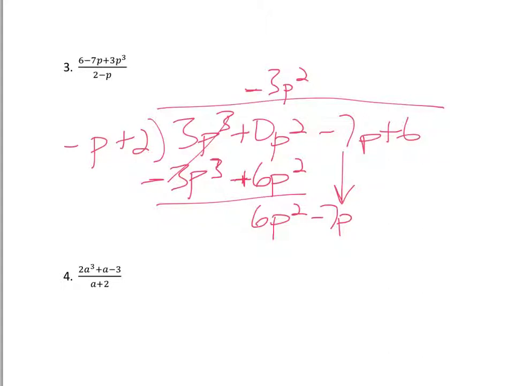Okay, so now we need to multiply this by something. Multiply our negative p plus 2 by something to cancel out with 6p squared. So that's going to be a minus 6p.